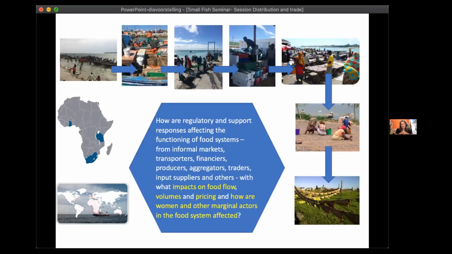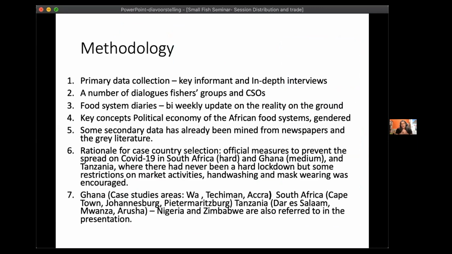Next slide, please. The method is basically primary data collection: key informant and in-depth interviews, and a number of social dialogues with fisher groups and civil society organizations. Because of COVID, we introduced food system diaries, selecting key people in the value chain and getting bi-weekly updates on the reality on the ground.